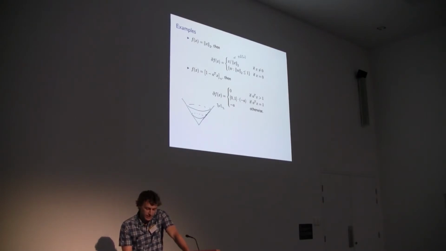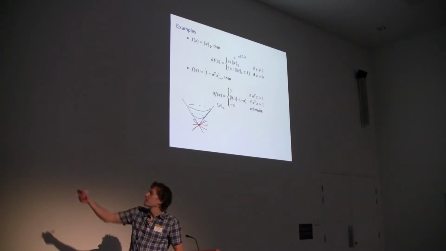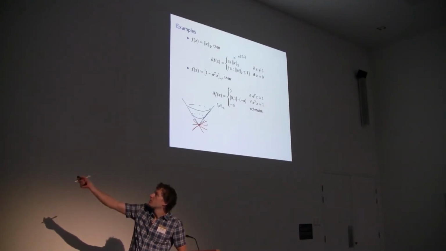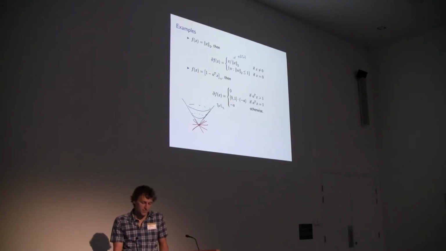Whereas at 0, right here, every vector with norm less than 1 can go underneath this function and stay under it. So these things may actually be sets, but they're usually the derivative if you're differentiable, and otherwise they're some kind of set of vectors that give you linear underestimators of your function.